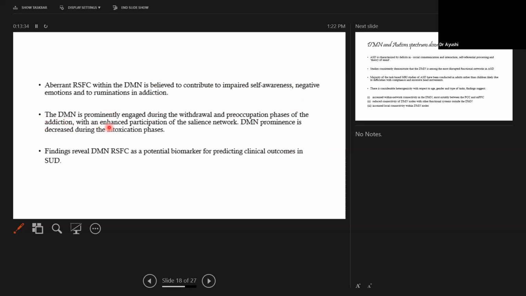The DMN is prominently engaged during the withdrawal and preoccupation phases of addiction, with an enhanced participation of the salience network. DMN prominence is decreased during intoxication phases. Findings reveal that this resting state functional connectivity of the default mode network can also act as a potential biomarker for predicting clinical outcomes in substance use disorders.